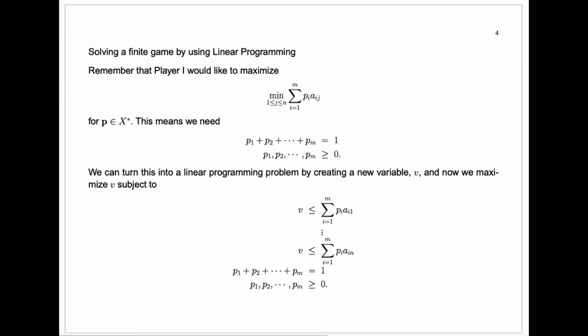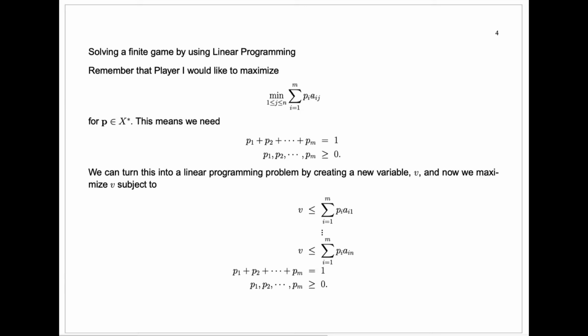Now in this video, we're going to create linear programming problems to solve a general finite, say m by n, game, the type we've been talking about here in part 2. Remember, when we're trying to find minimax strategies for the game, player 1 would like to maximize this quantity. This quantity is the minimum for j going from 1 to n of this sum from i equals 1 to m of p sub i times a_ij.